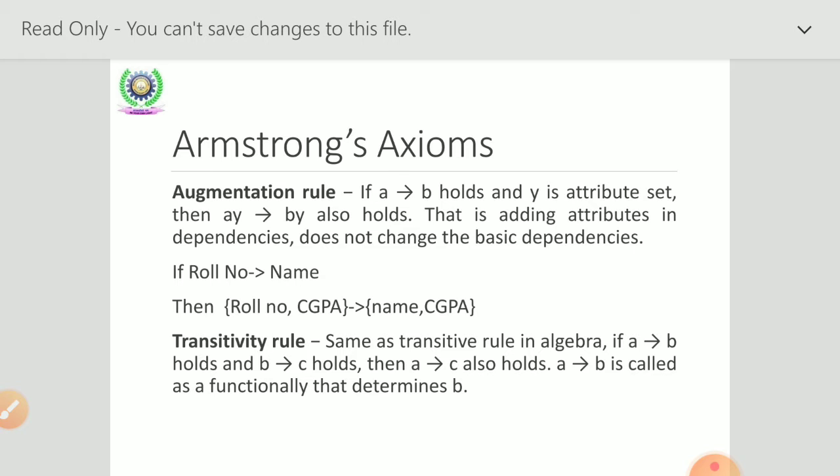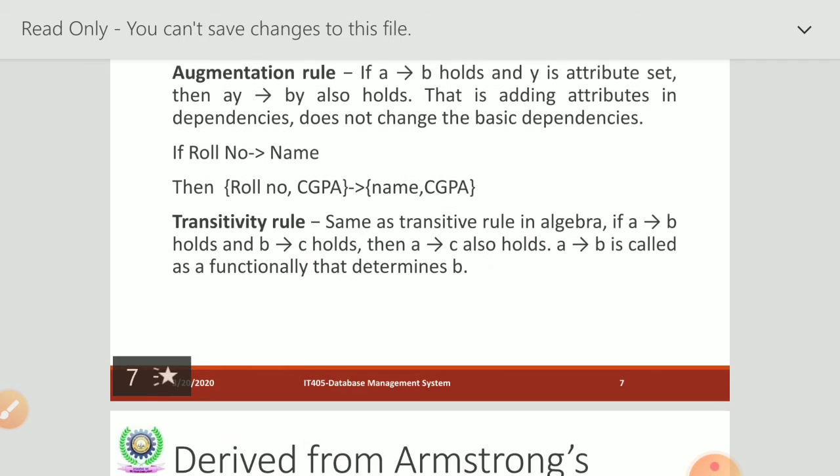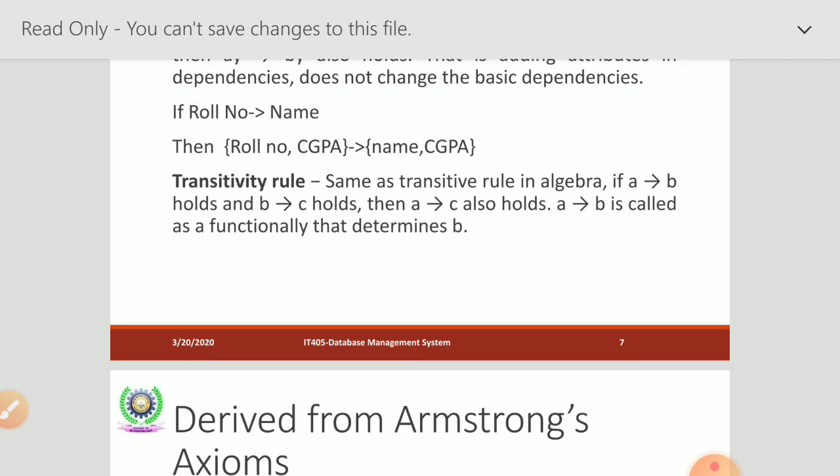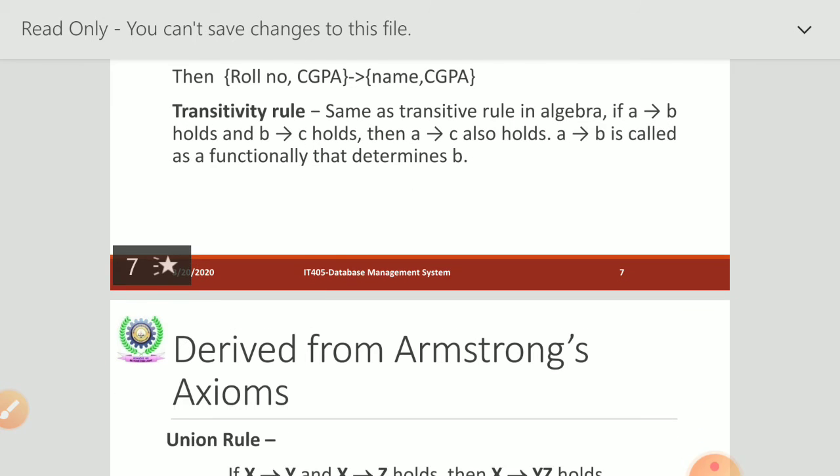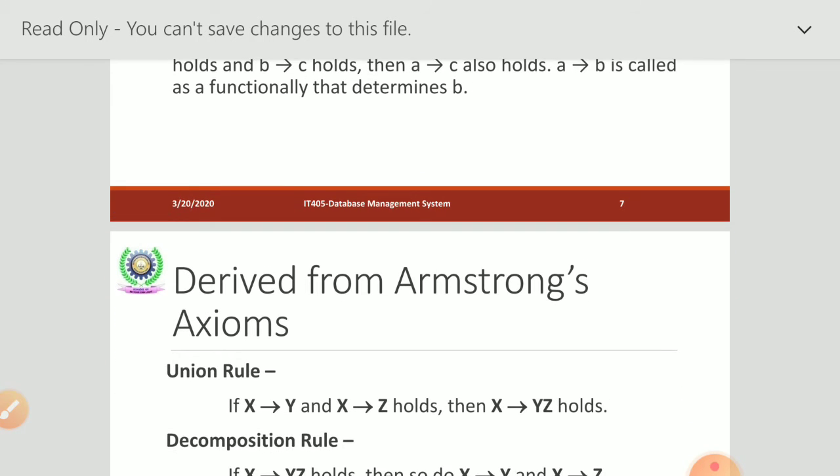Transitive rule, it is simple algebra. A tends to B and B tends to C, or A determine B and B determine C, then A also can determine C. Here determine meaning can search. If A is able to search B in the database and B able to search C in the database, then A will be able to search C.